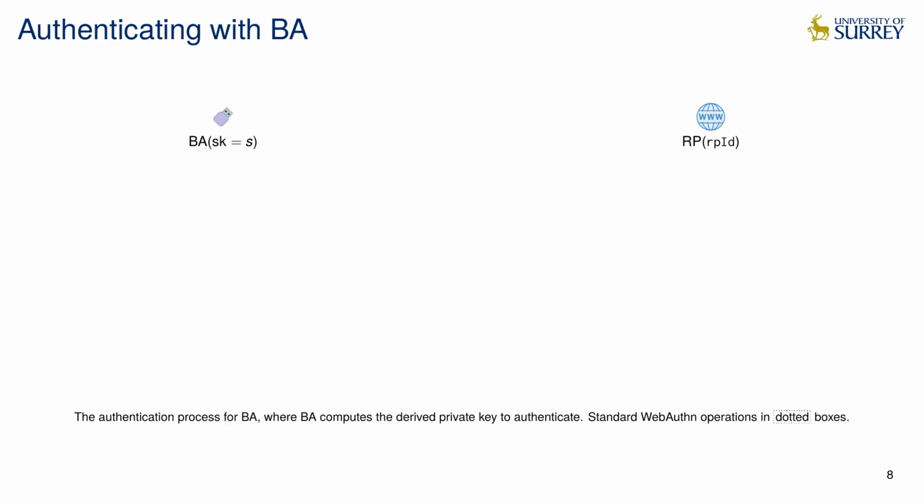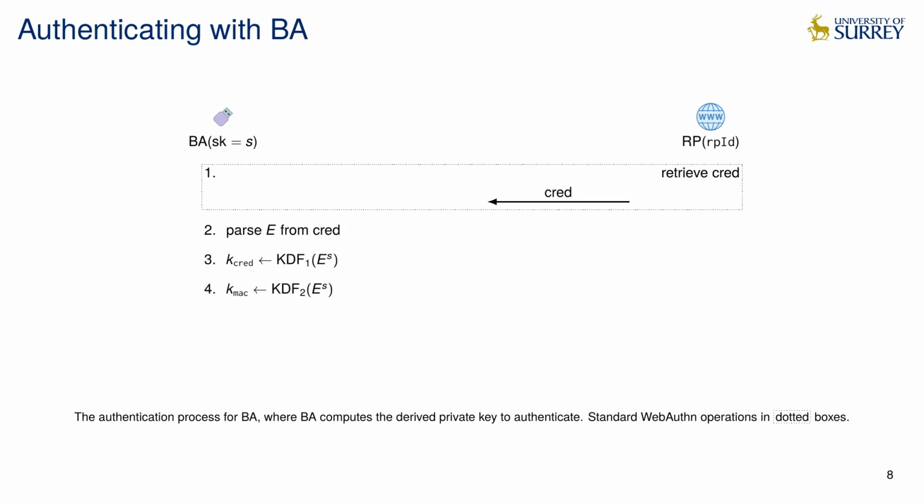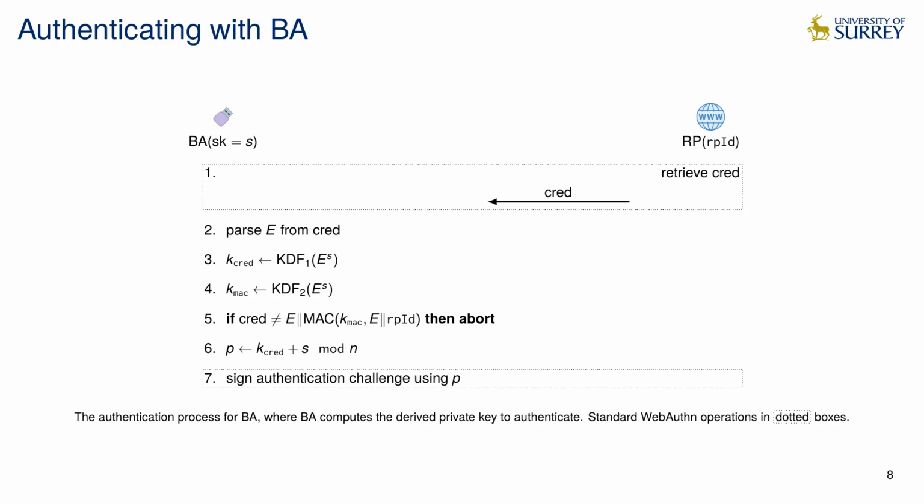For the backup authenticator to regain access to the account after the loss of a primary authenticator, it must compute the private key corresponding to the derived public key registered on its behalf. To do this, it retrieves public key E from the ephemeral key pair and recomputes the credential key and the MACing key. This uses the property that for two key pairs, the public key of the first raised to the private key of the second is equal to the public key of the second raised to the private key of the first. BA verifies the MAC and then computes derived secret key P as the credential key plus S. BA can now sign the challenge using the derived key and authenticate as normal.